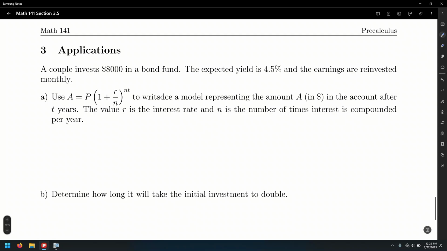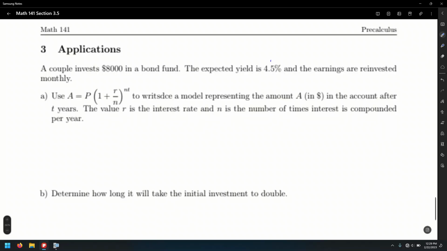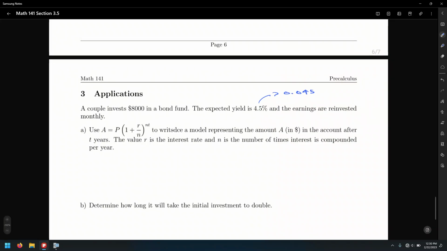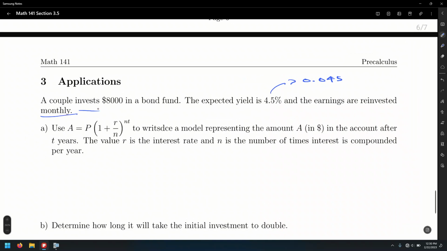All right, but now I'm afraid the question is going to be different this time because a couple invest 8,000 in a bond fund. The expected yield is 4.5%, which, by the way, we might want to write as 0.045. Remember, we don't use percentages when working with formulas. We change those to decimal forms. And the earnings are reinvested monthly. That monthly is telling us that n equals 12 because there are 12 months in a year. All right?